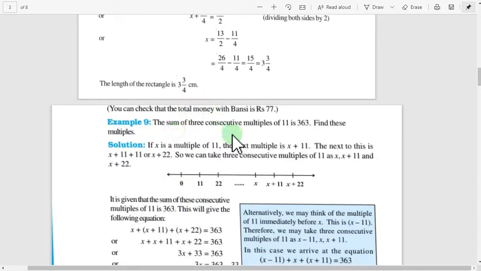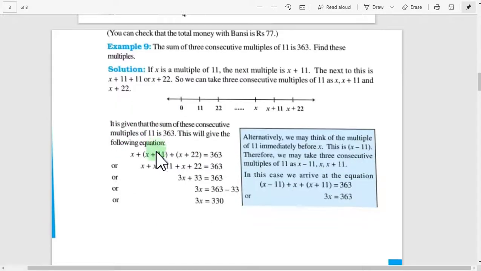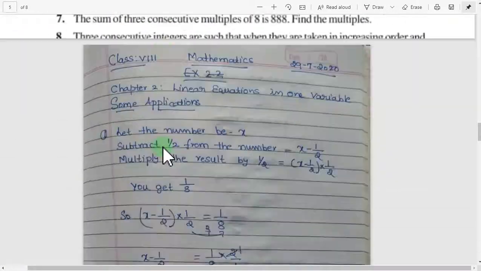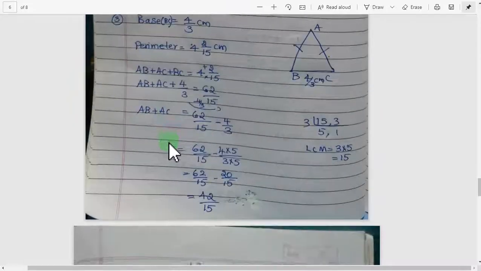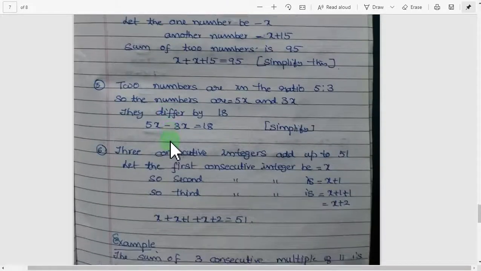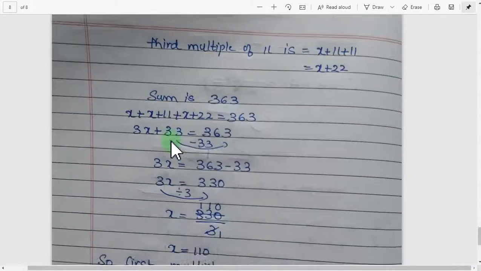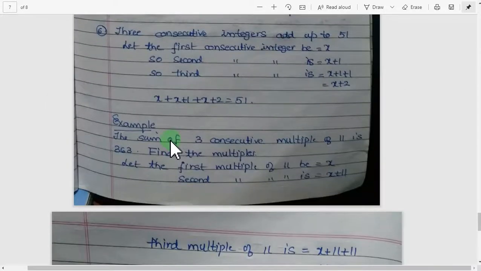Next, the sum of 3 consecutive multiples of 11 is 363. Find these multiples. This sum I have solved here. My solution I will explain. See here. The sum of 3 consecutive multiples of 11 is 363. Find the multiples. You also copy this solution.